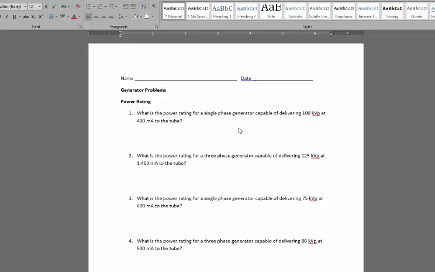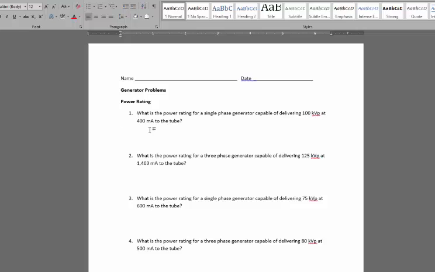In this video, I'm going to review the power rating problems and generator problems. Let's look at one of the power ratings. We'll look at number 1. Before we start, remember in the PowerPoint, the constant for a single phase generator is 0.7. For 3-phase, it's just 1.